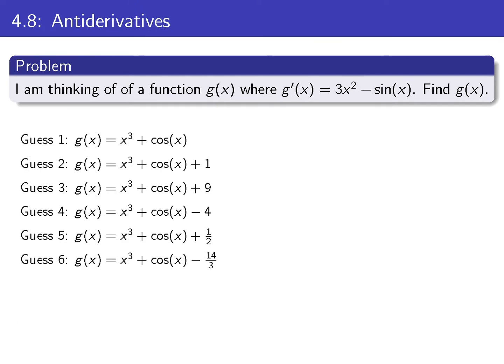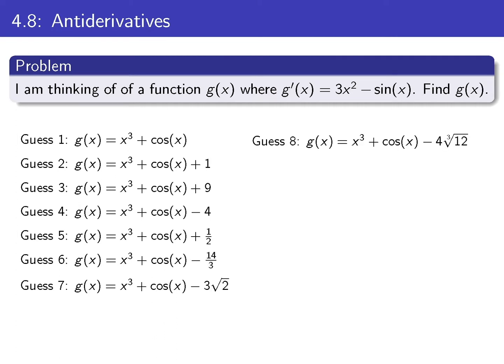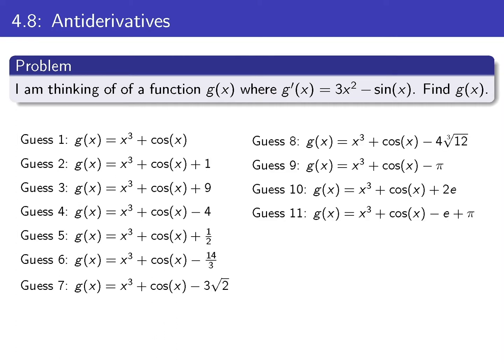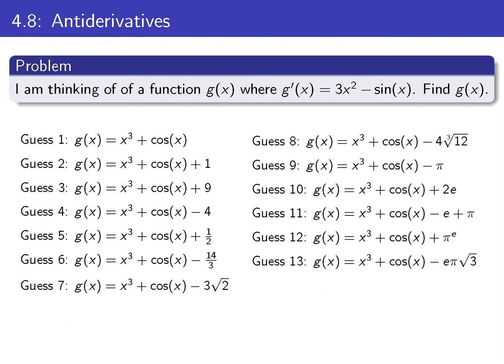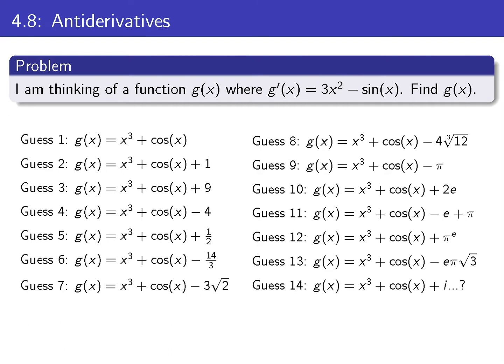In fact, had I replaced 101 over 103 by some horrible real number that cannot be expressed by a finite number of symbols, you could have spent your entire mortal life using all of the computing power of Earth and never have found the g I was thinking about. Notice that all these guesses are antiderivatives of 3x squared minus sine of x.